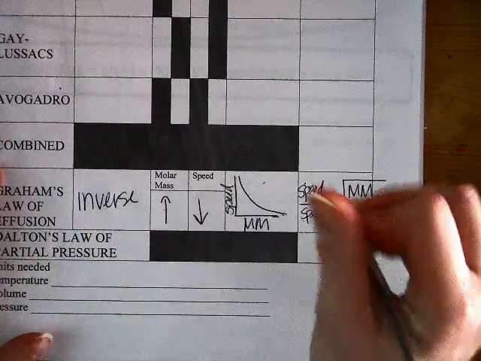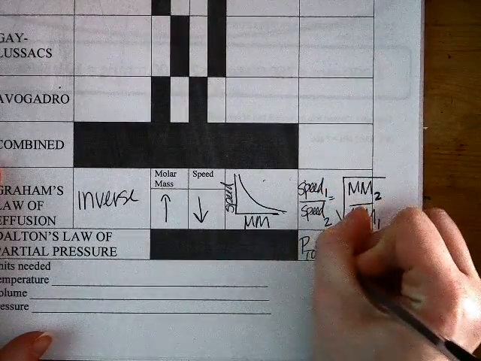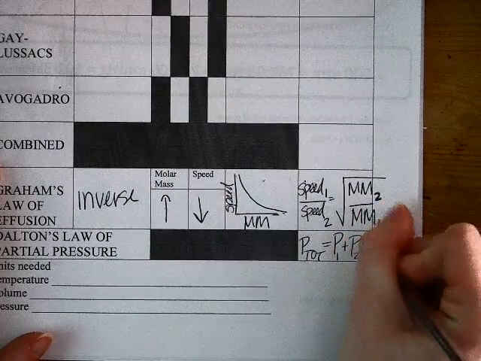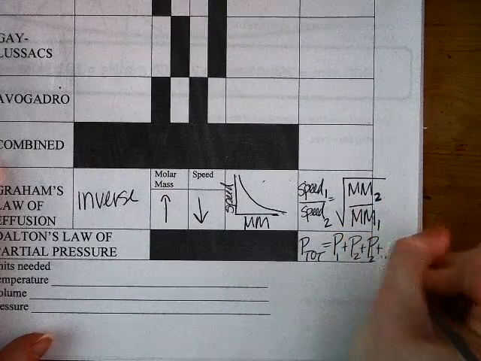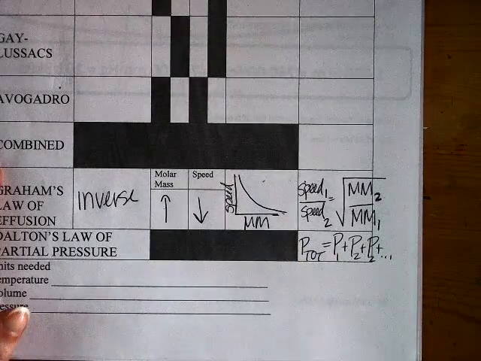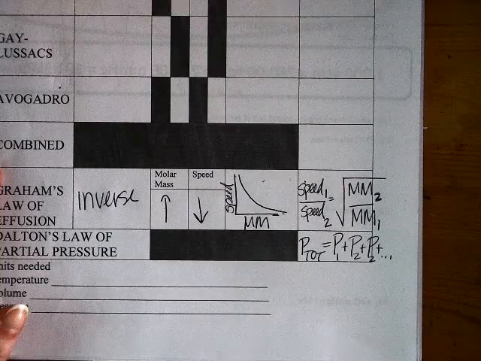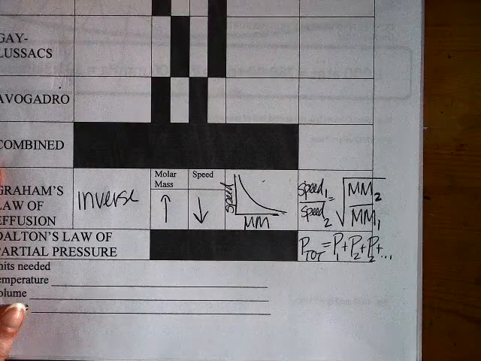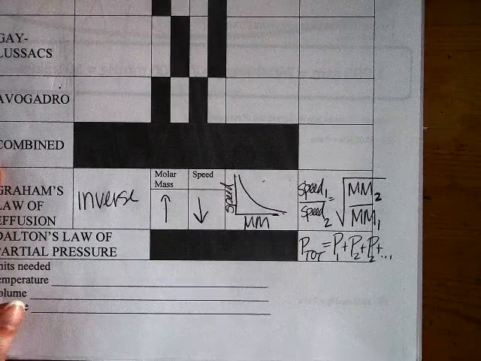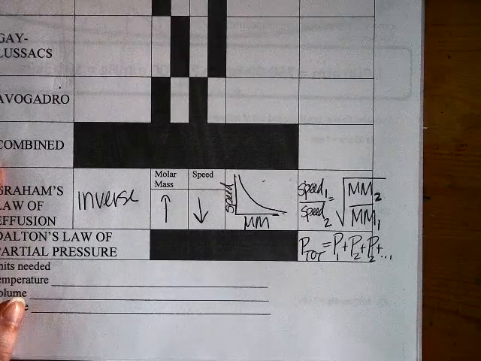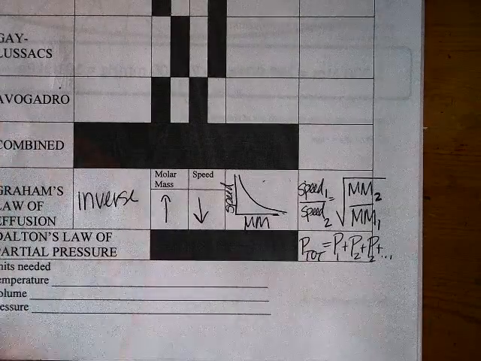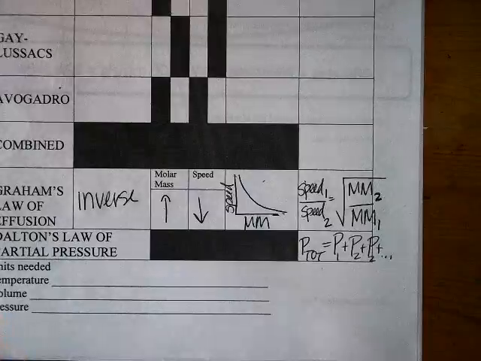Now, we have a law down below called Dalton's Law of Partial Pressure, and this is what we're going to end up with today. Dalton's Law of Partial Pressure tells us that the total pressure, remember that pressure is related to the number of collisions, so the total number of collisions we see should be equal to the collisions that gas A has, plus the collisions of gas B, plus the collisions of gas C, plus the collisions of whatever other gases we have in our container.